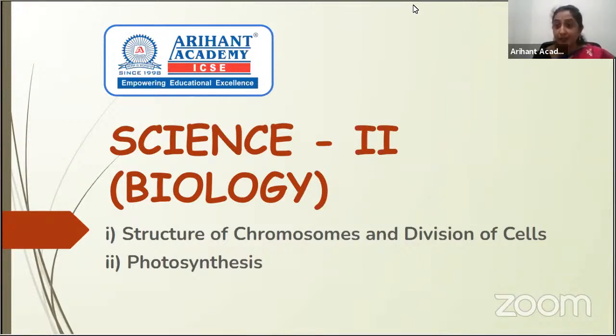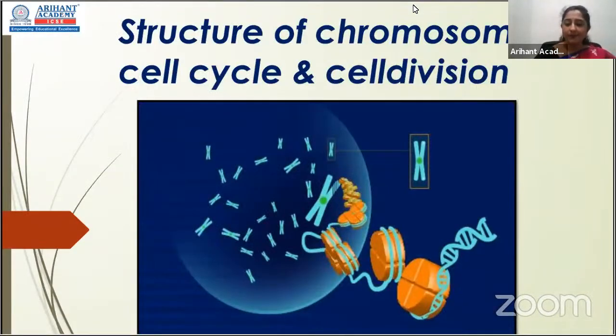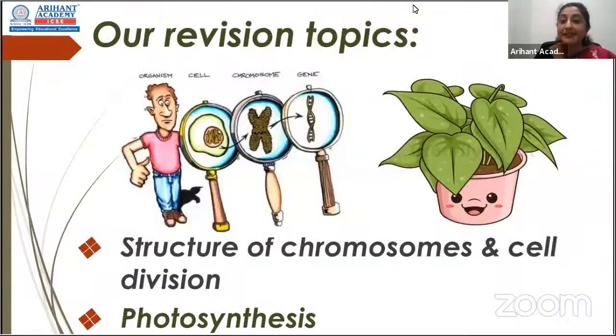And we are here to revise two topics, topics which are as different as chalk and cheese. Look at this. We have the structure of chromosomes, cell cycle, and cell division. This chapter is an intriguing one because it gives us the answer of our very existence, as to why we exist and how we are.